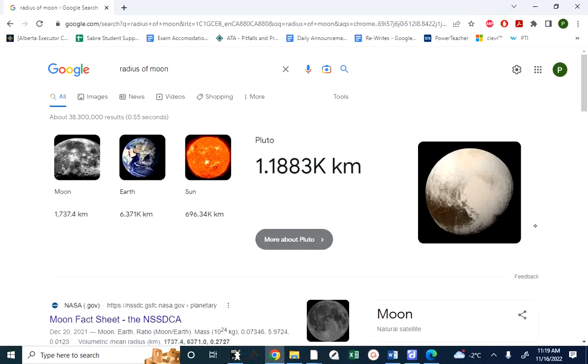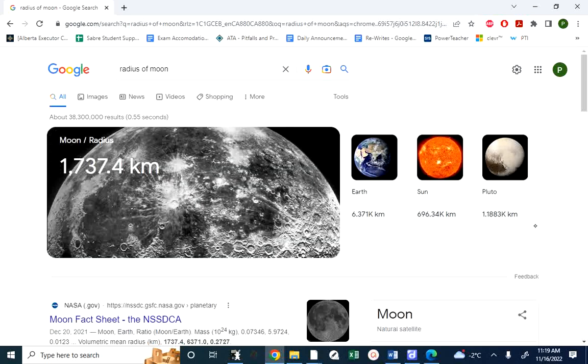So the radius of the moon is 1.7 times 10 to the 6. I guess we could add it in if we wanted to. But again, since we're not given that in the question, we can consider it to be insignificant.